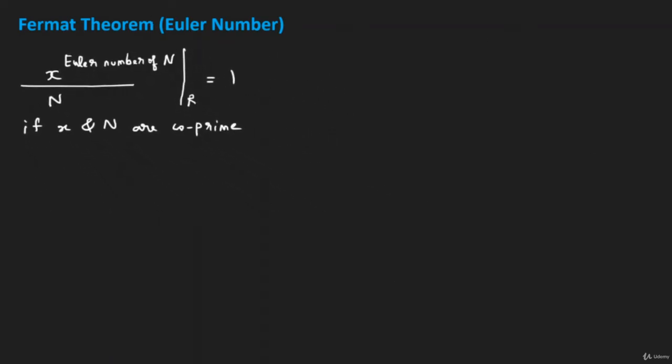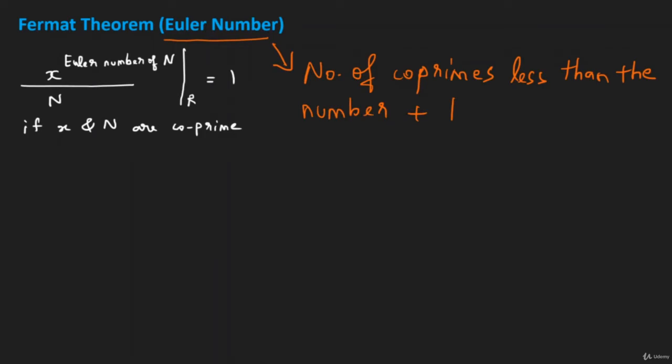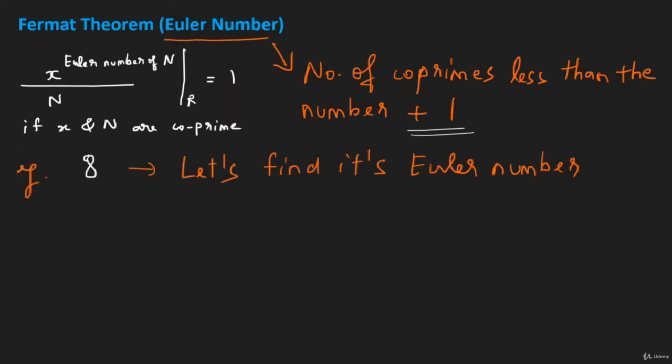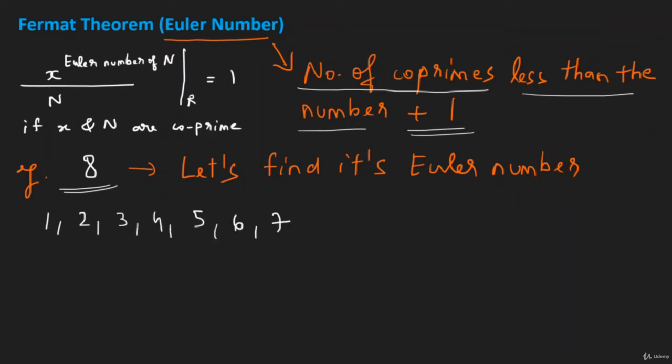Let's start with what we mean by Euler number. The Euler number is the number of co-primes less than the number, and you have to take 1 also. That's why you add 1 to it. For example, let's find the Euler number of 8. We have 8 over here. As per the definition, the Euler number is the number of co-primes less than 8 and you have to add 1 to it, right? Let me write all the numbers before 8. That's 1, 2, 3, 4, 5, 6, 7, right?